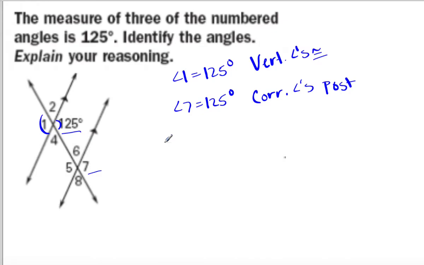And I could also know that angle 5, and it's funny that this was the last one I noticed because those alternate interiors are my favorite ones. 125 and 5 would be alternate interior angles. So angle 5 is 125 degrees because of the alternate interior angles theorem.